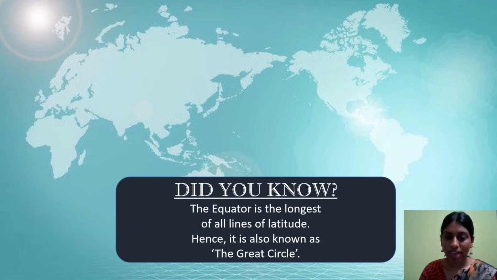So let us see a fact here. The equator is the longest of all lines of latitude and it is known as the Great Circle. So the equator, the line in the middle, is the longest line because it goes all around the Earth's surface, and that is why it is called the Great Circle.